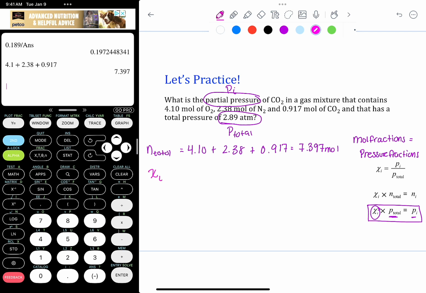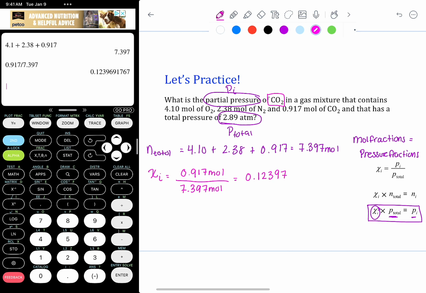Chi, our mole fraction, is now going to be the part over the whole, and in this case it's going to be CO2. So 0.917 moles of CO2 make up the total 7.397 moles. And we get a mole fraction of 0.917 divided by 7.397. We get a mole fraction of 0.12397.